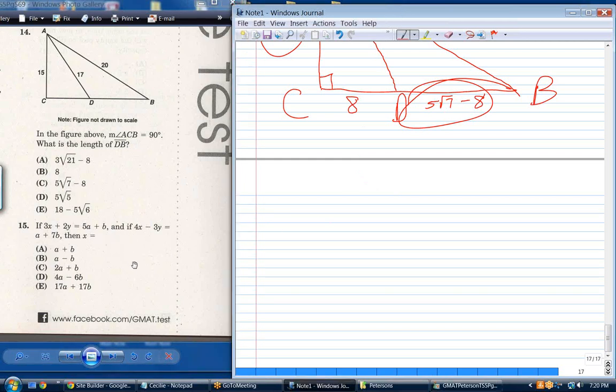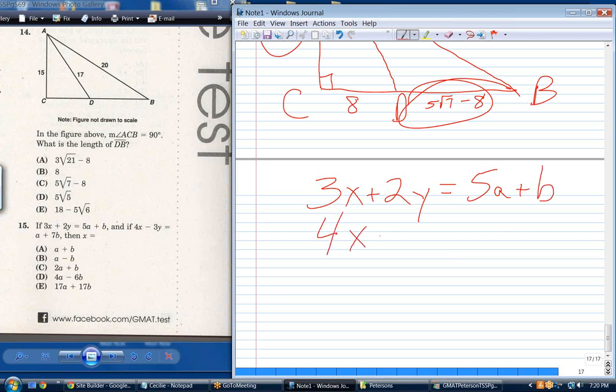Let's see, 15. Well, you have two. Here's my two equations. Can't you subtract them? Well, or multiply them or something. So I want to solve for x. So I want to eliminate y.